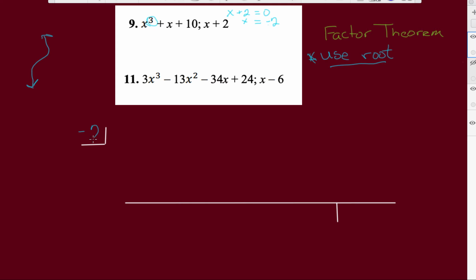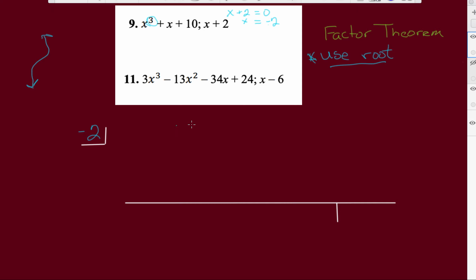So remember, like the time we did division, if we wanted to divide by this binomial, we would use the root. Instead of the positive 2, we would put the negative 2 in the box. That is why we do this, right? Because if this were an equation, we would set this whole trinomial here to 0 and make it all work. All right, so let's take care of this one.